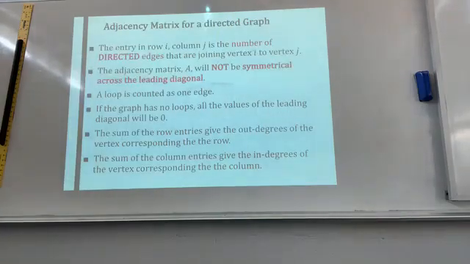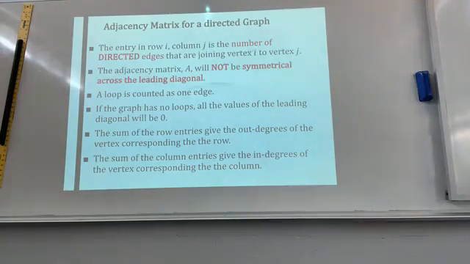Now, for a directed graph, the entry in row I and column J is the number of directed edges that are joining vertex I to J. The adjacency matrix A will not be symmetrical across the leading diagonal. A loop is counted as one edge. If the graph has no loops, all the values of the leading diagonal will be 0. The sum of the row entries give the out degrees of the vertex corresponding to that row. The sum of the column entries give the in degrees.